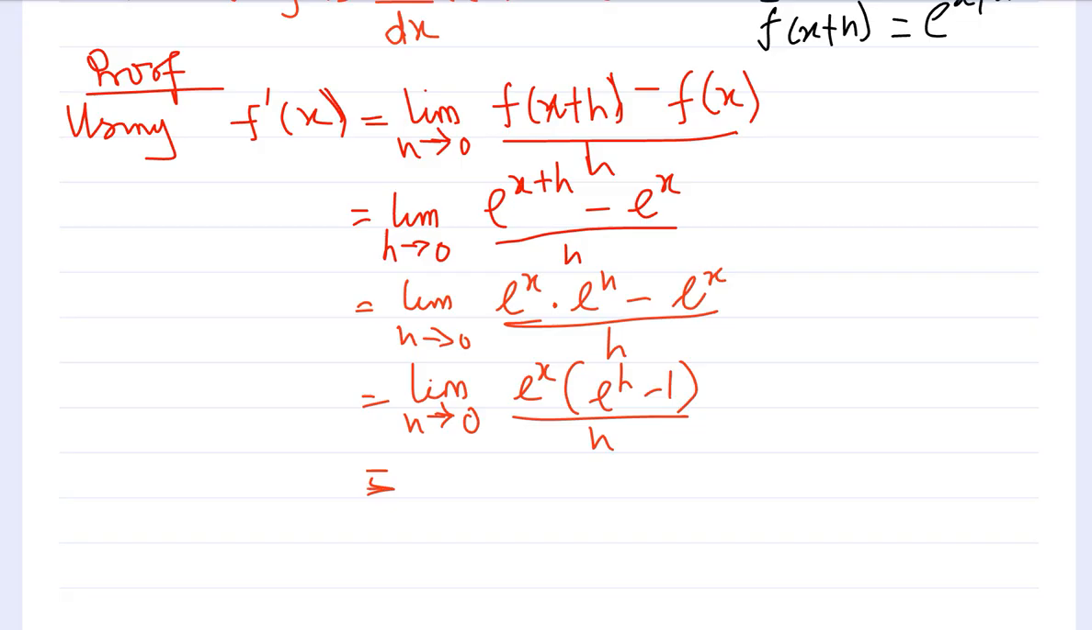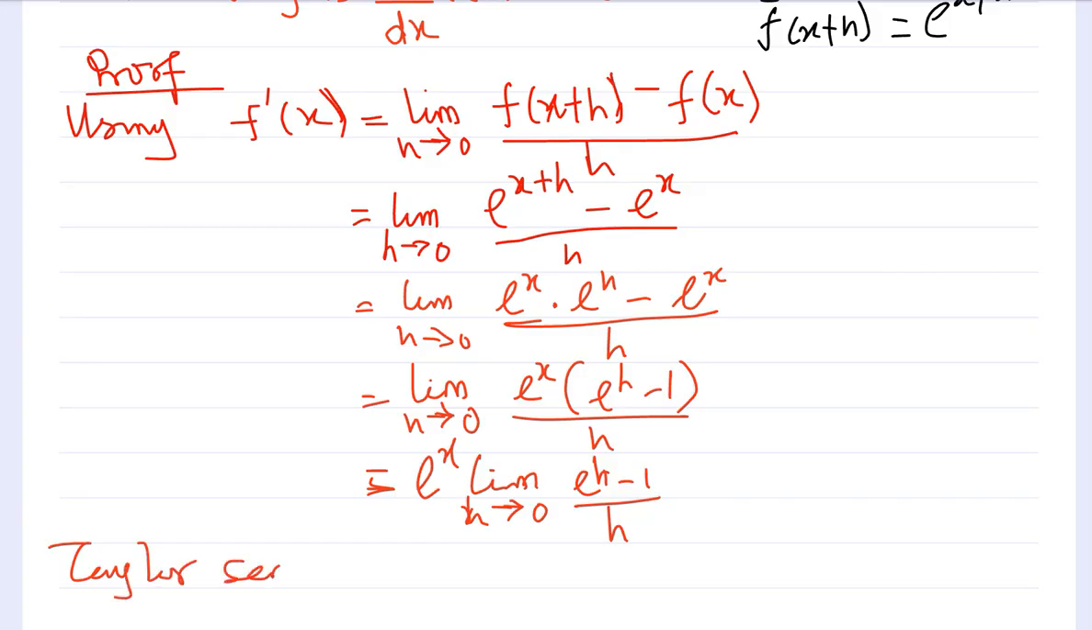I can bring the constant to the front, so I'm going to have exponential x times the limit as h approaches 0 of exponential h minus 1, divided by h. Now this is where we are not going to apply a limit rule. We are going to apply the Taylor series expansion. You should know this also.